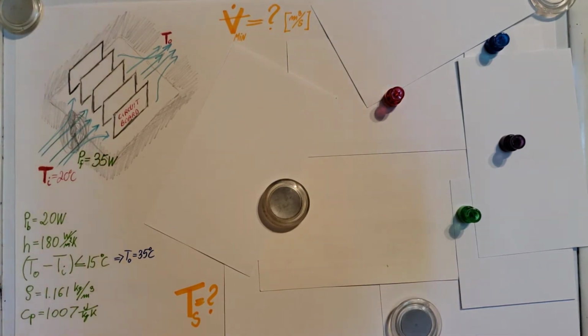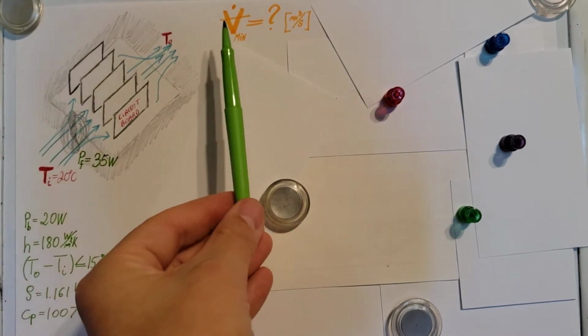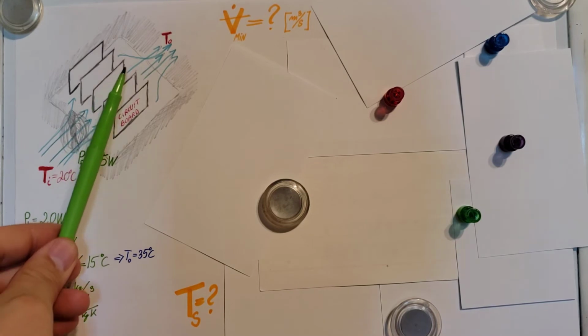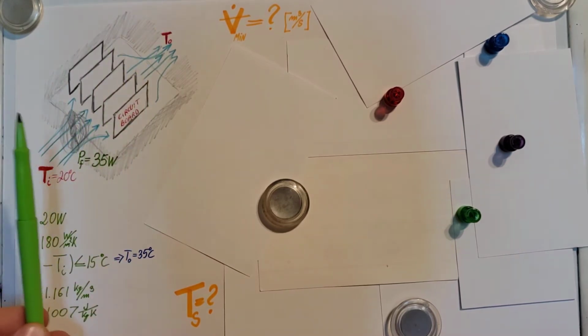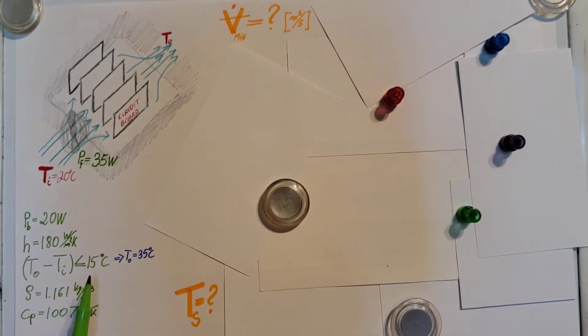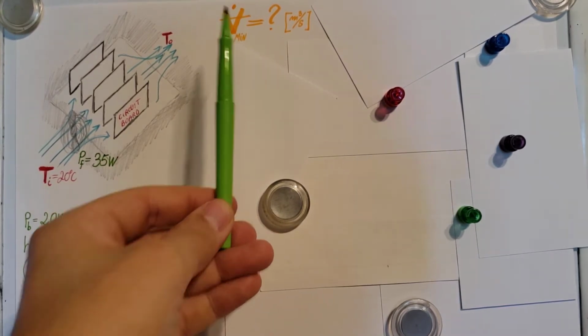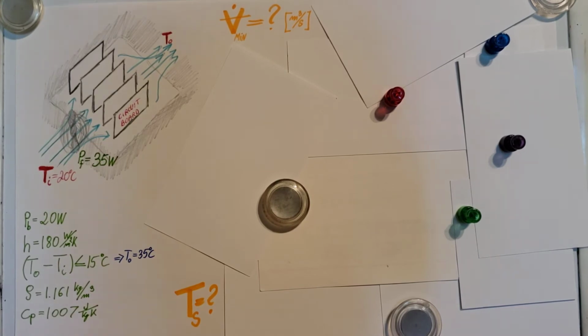Now they want us to find the minimum volumetric flow rate for the air that needs to be pushed through this computer in order for this one to be correct. We need to make sure that this temperature limit is not exceeded. So what kind of volumetric flow rate will we need for the air? And for part B, they want us to find the surface temperature of one of the components.